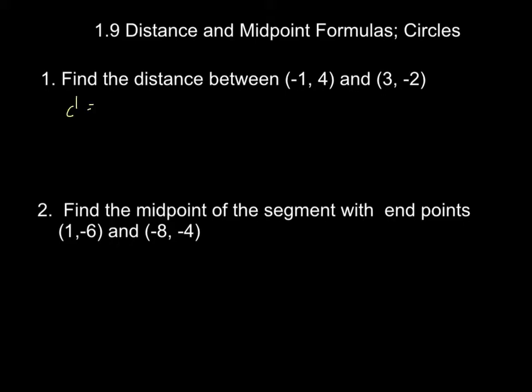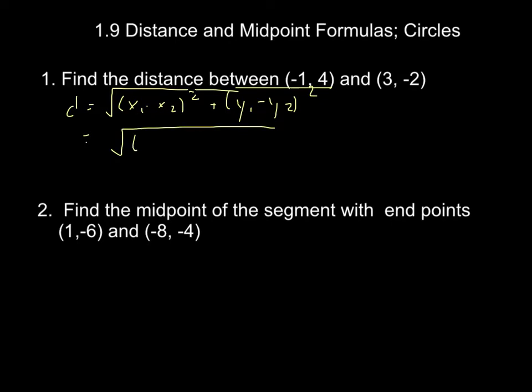So to find that distance, we're going to use the distance formula, which is the square root of the difference in x's squared plus the difference in the y's squared. So we got -1 minus 3 squared plus 4 minus -2 squared.